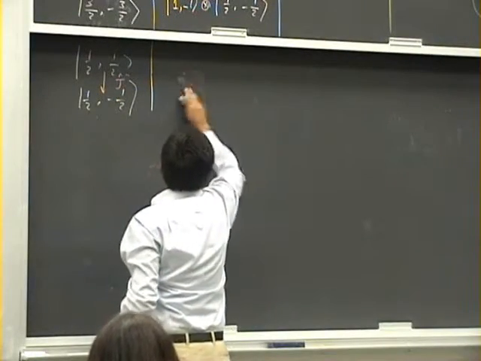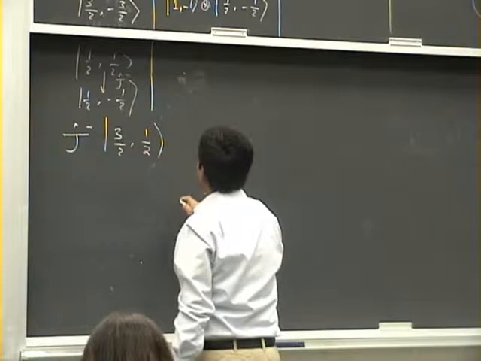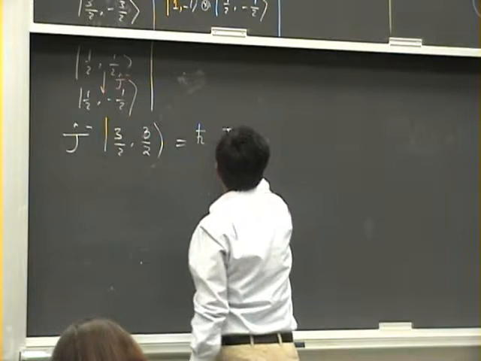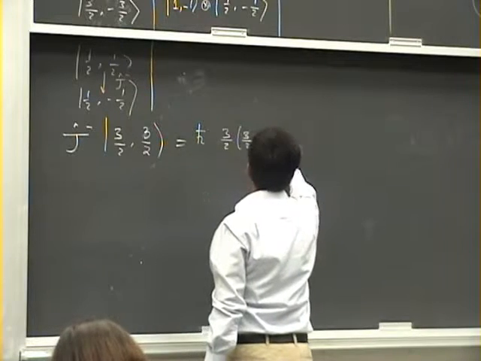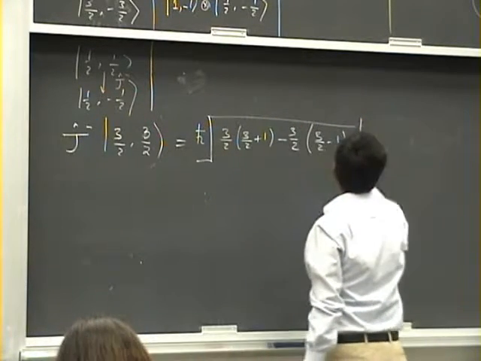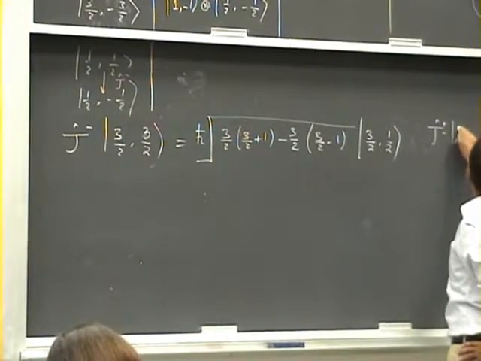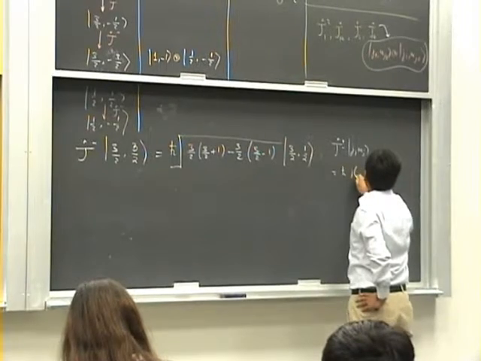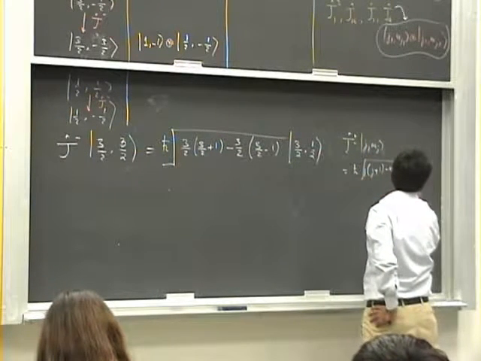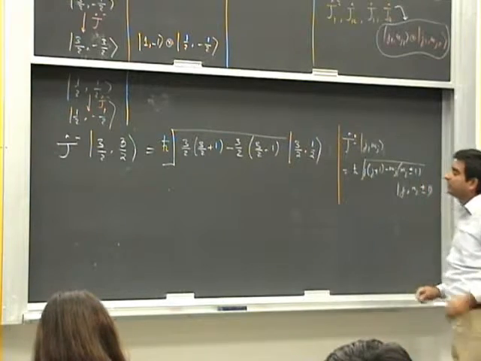If I have the J minus operator act on 3/2, 1/2, I get H bar times the square root of (3/2 plus 1)(3/2 minus Mj plus 1)... that is, 3/2 minus 1 state, 3/2, 1/2. The formula for J plus/minus acting on J, Mj is H bar root of J(J plus 1) minus Mj(Mj plus/minus 1) times J, Mj plus/minus 1. So I can use this formula.